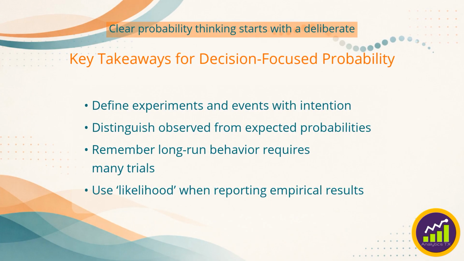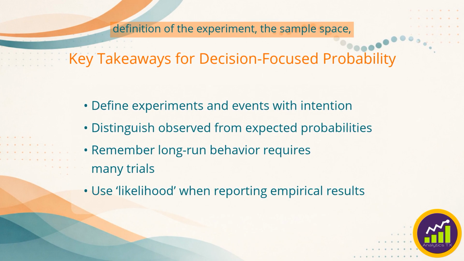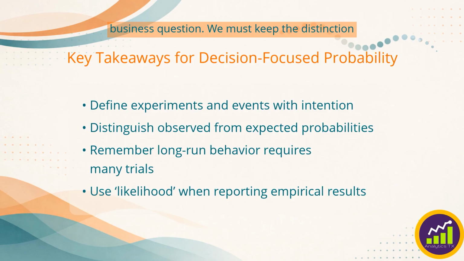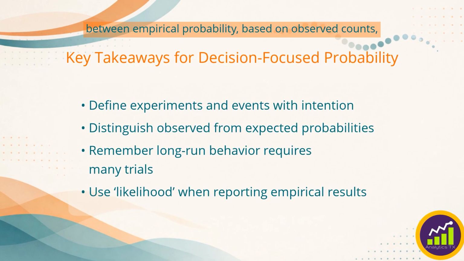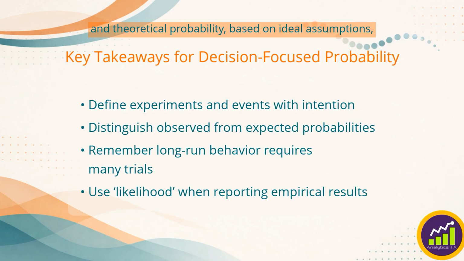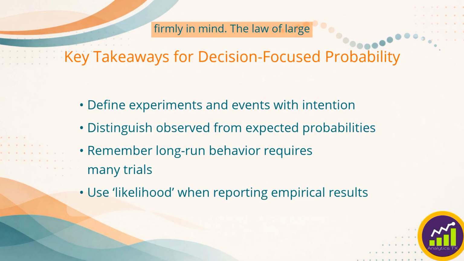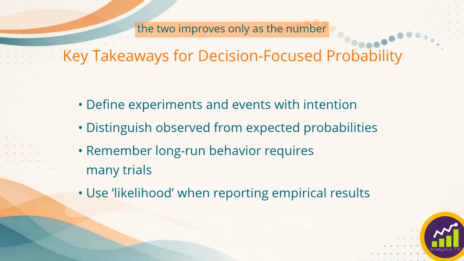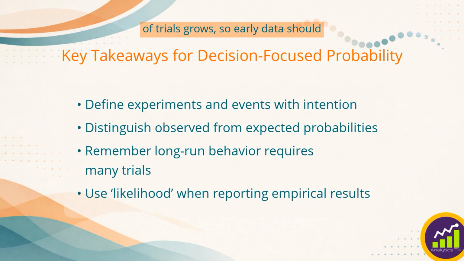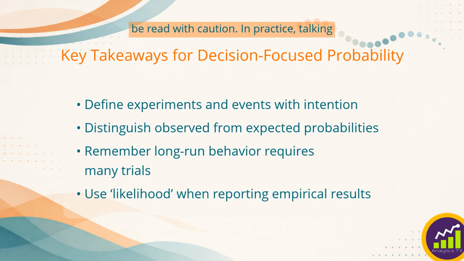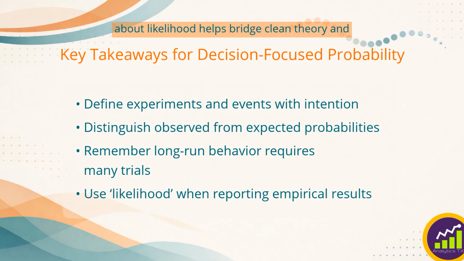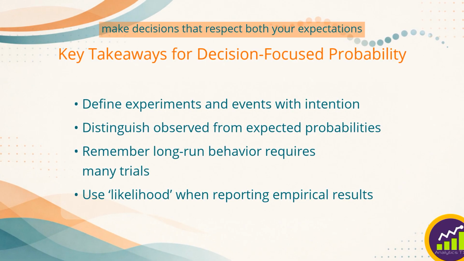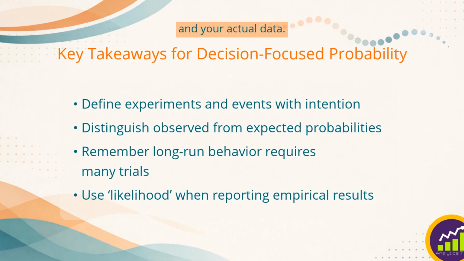Clear probability thinking starts with a deliberate definition of the experiment, the sample space, and the specific event that matches the business question. We must keep the distinction between empirical probability, based on observed counts, and theoretical probability, based on ideal assumptions, firmly in mind. The law of large numbers reminds us that the match between the two improves only as the number of trials grows. So early data should be read with caution. In practice, talking about likelihood helps bridge clean theory and imperfect reality. Use these ideas to frame risk more clearly, explain your assumptions, and make decisions that respect both your expectations and your actual data.